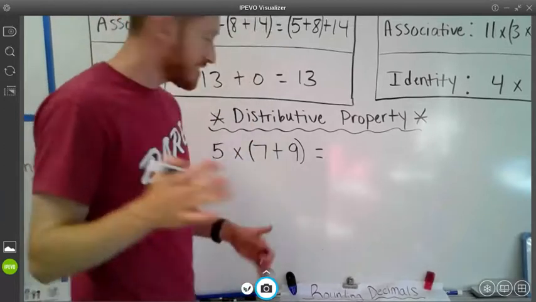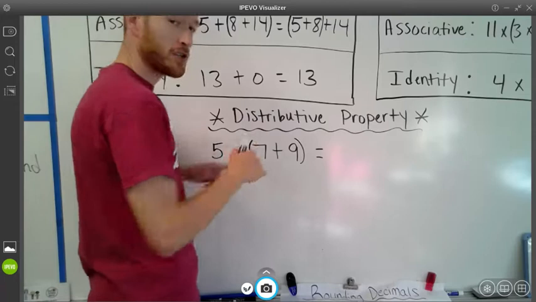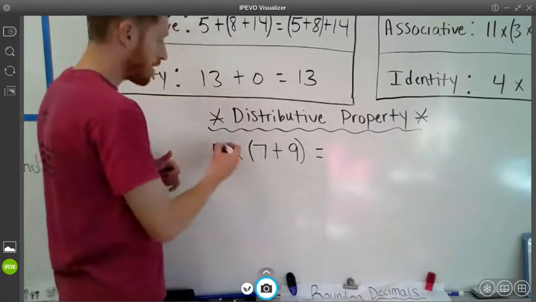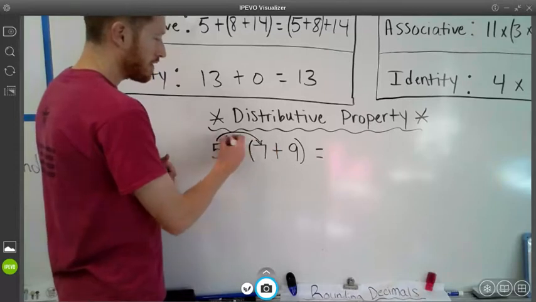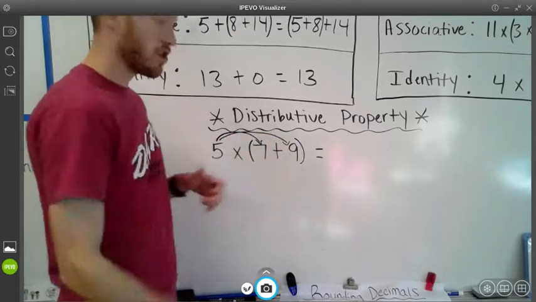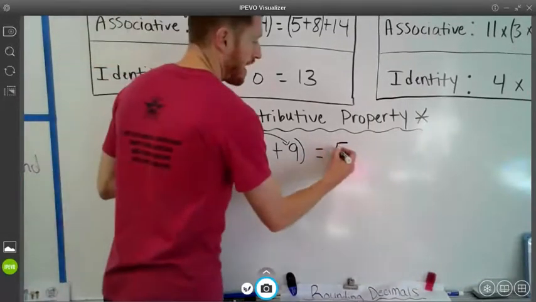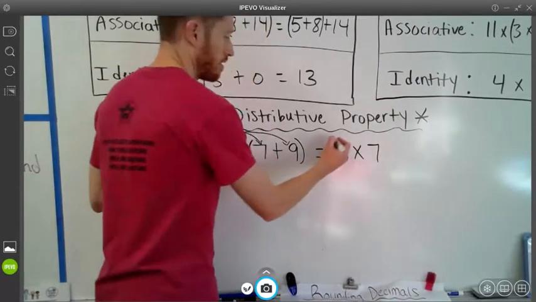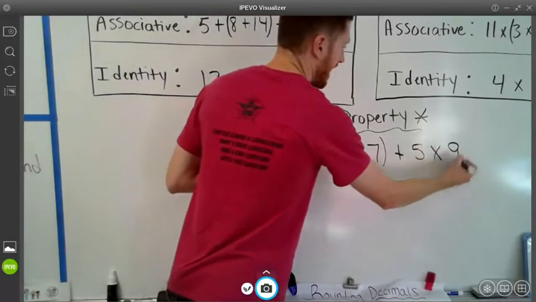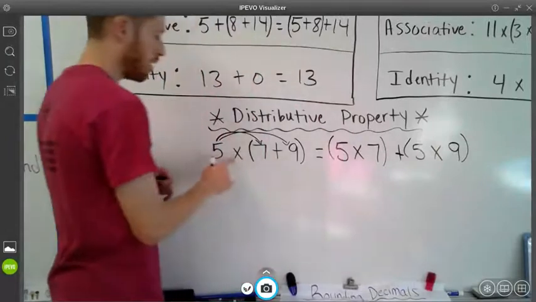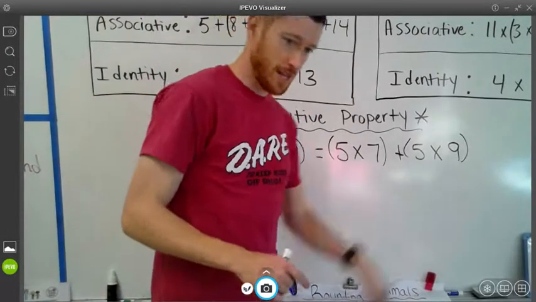What it is, you're multiplying a number by 2 numbers in parentheses. So basically, in this problem, you are distributing the 5 to the 7 and also the 5 to the 9. Okay, you're distributing that number. So this is the same thing as 5 times 7, all right, plus 5 times 9, all right? That's essentially what this is. 5 times (7 plus 9) is the same thing as 5 times 7 plus 5 times 9.